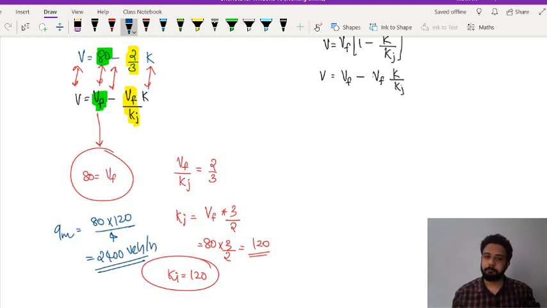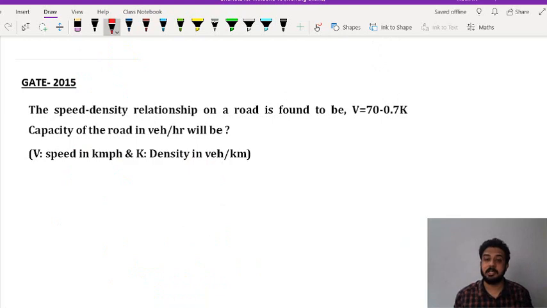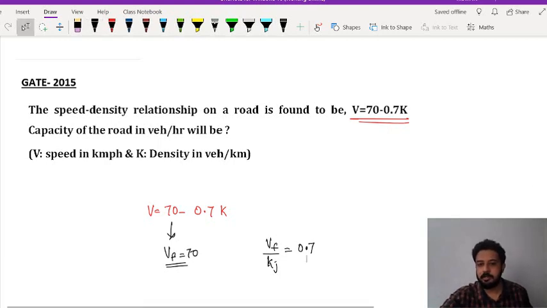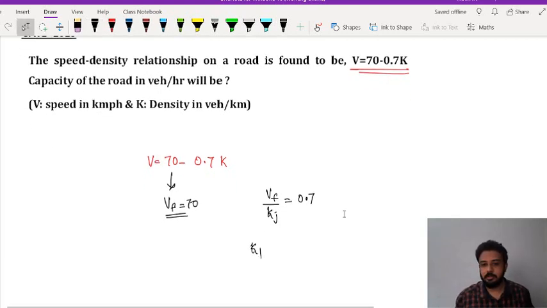Just for your practice, a similar question is asked already. Just for practice, I am showing that question also. Yes, this was another question which is asked in GATE exam for 2 marks. Now see, V is equal to 70 minus 0.7 K. I am just using that shortcut only. Directly we will be getting Vf is equal to 70, right? And Vf divided by Kj is equal to 0.7. Now Vf we already got 70. So Kj will be what? Vf divided by, Vf is nothing but 70 divided by 0.7, 100.